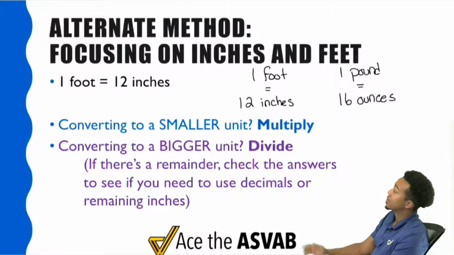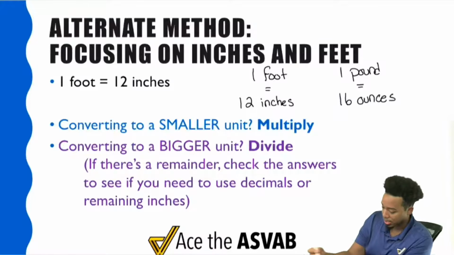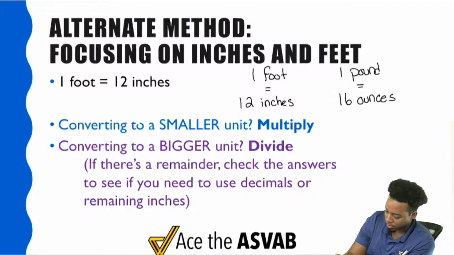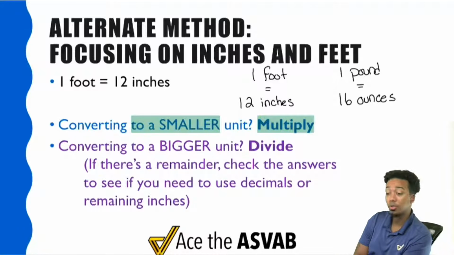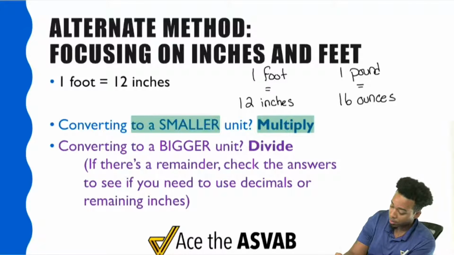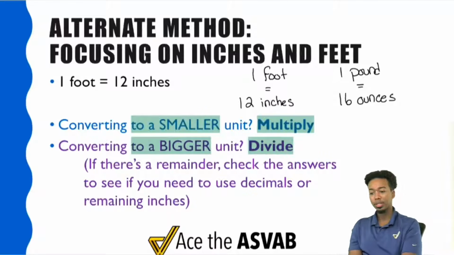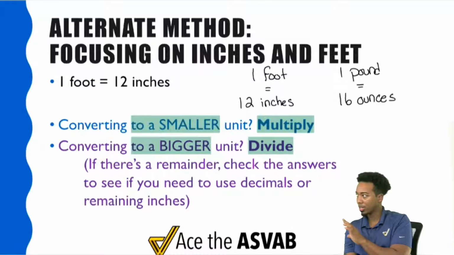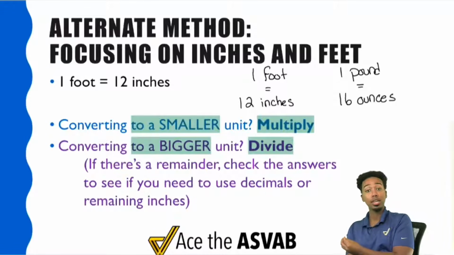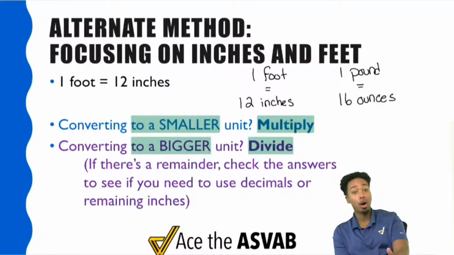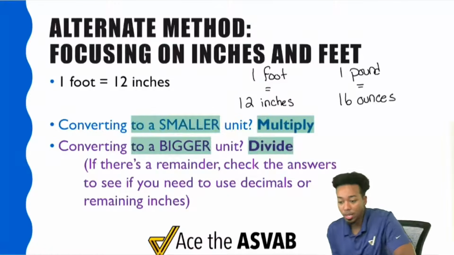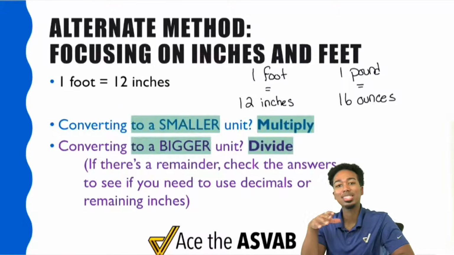So here's the second method. To a smaller unit, you will multiply. If you're converting to a bigger unit, you will divide. That's as straightforward as I can make it. And it's up to you to understand that an inch is smaller than a foot, a foot is bigger than an inch, a yard is bigger than a foot, a mile is bigger than a yard. You have to make sure that you understand the size differences.